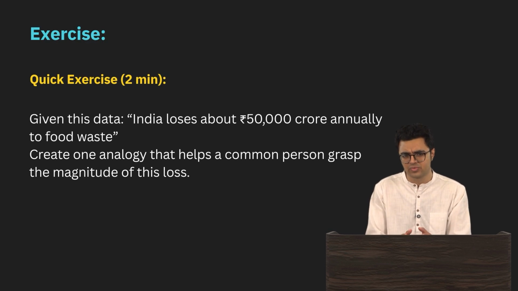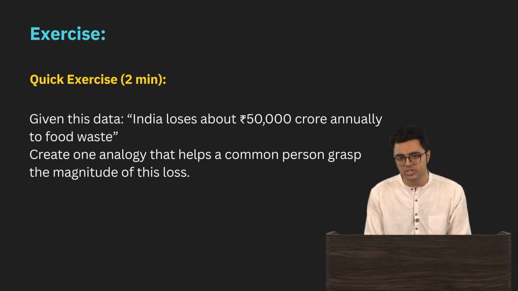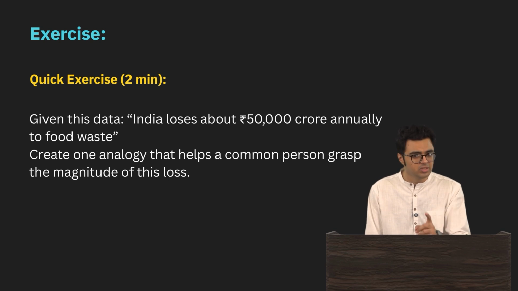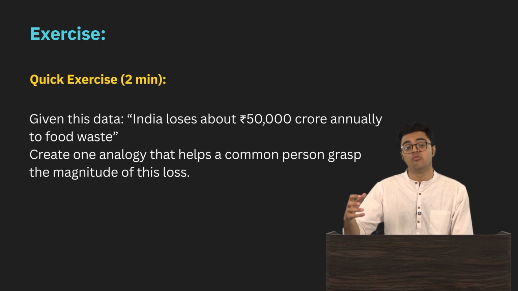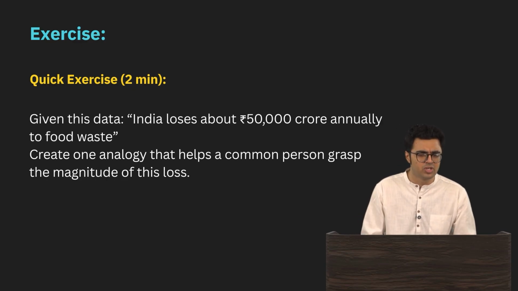Let's do a little exercise now that we have understood what an analogy is. Given this data that India loses about 50,000 crore rupees annually to food waste, it is a sad reality, but it is something that we will need to communicate with as much impact. So, create one analogy that helps a common person grasp the magnitude of this loss, just how much this loss costs, not in terms of money only, but also in terms of the volume of food being wasted. If you want to connect this with a common person, what kind of images, what kind of examples will you use to connect them with their real world understanding?